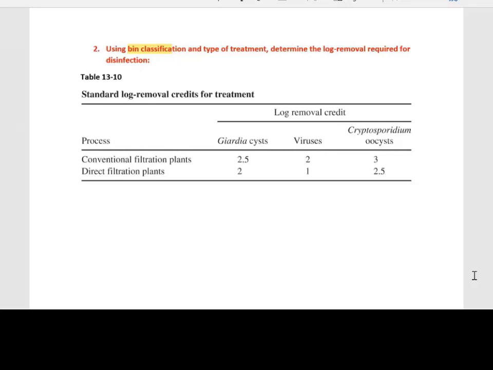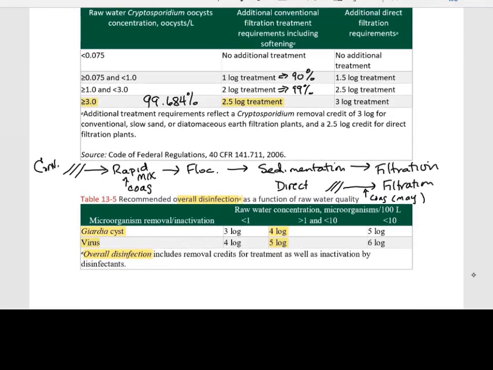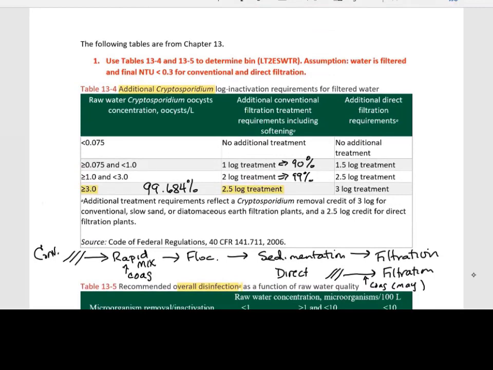Now what we need is to determine, based on our treatment, how much credit we get for the removal. So for Giardia, for a conventional plant, we would get 2.5 log removal. For viruses, I don't know why, we would get 2 for conventional. Now crypto 3. But notice with crypto, this is additional treatment.